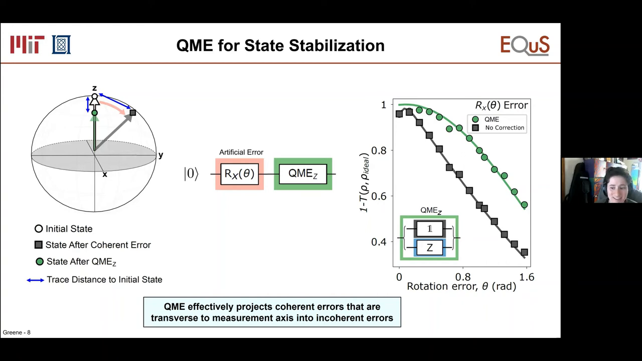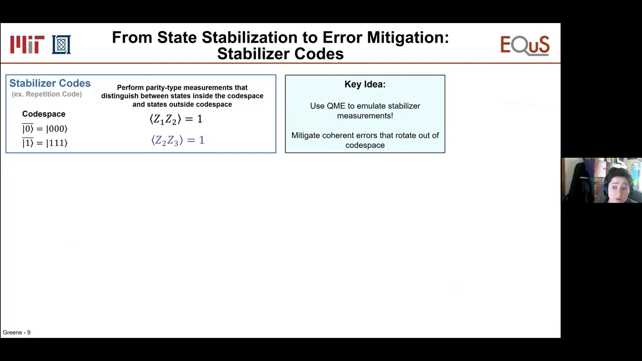I'm doing this to facilitate comparison to fidelity, which I'm familiar with as an experimentalist, and which will show up again later in the presentation. Here, I'm also normalizing out SPAM errors. Of course, to use QME for a single qubit, one must know which axis can be measured along without disrupting the quantum information. For a single qubit, then, this technique can be used primarily for state stabilization, but the power of QME becomes apparent when it is paired with stabilizer codes, where the code is designed so that parity measurements can be made without disrupting the quantum information.